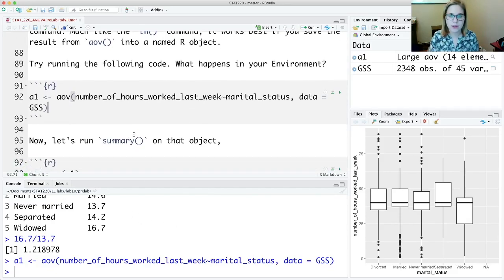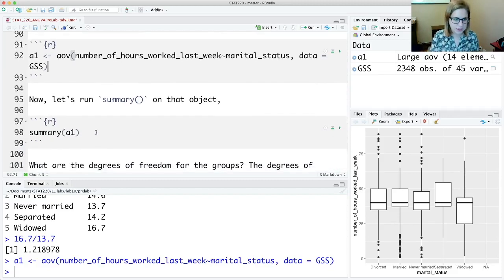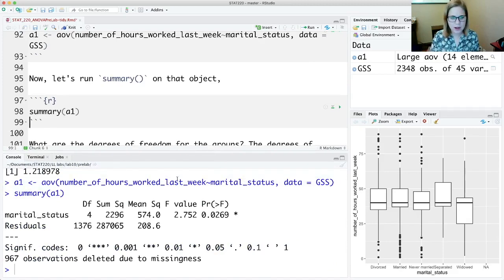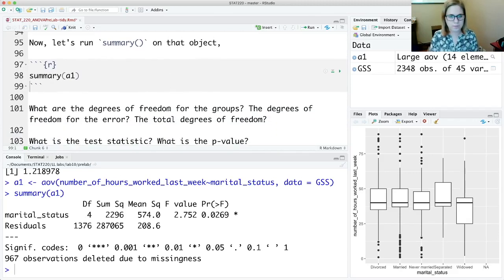So this did something, but it didn't really give us any useful information. We'd like to run the summary command on that object. So if we do summary of A1, we Control Enter, now we get out the Anova table. So this hopefully looks familiar from lecture. We've got our row, which is about the groups. We've got our row, which is about the errors. And then R doesn't actually give us a row for the total, but we could add things up if we really needed to figure out something about the total, because all of the rows need to add up.